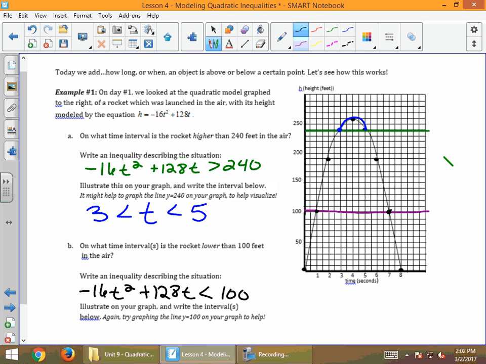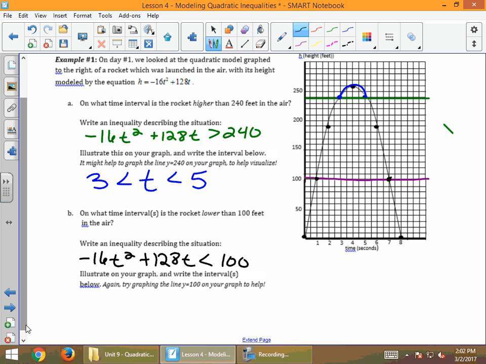So if it says below 100 feet, are we going to look above that line or below that line? Below. It says below, so we're going to look underneath it. Okay? So we're looking at this chunk of the graph and this chunk of the graph. Well, is that part of your graph separate or connected? Separate. So what do we know about our inequality? It's going to be separate.